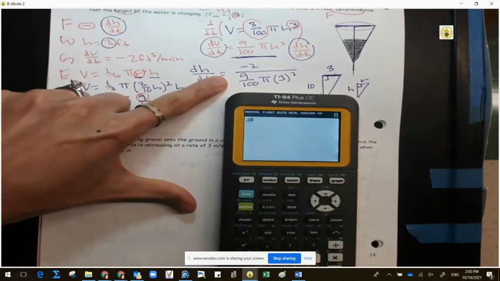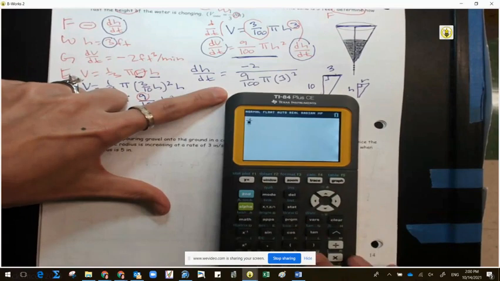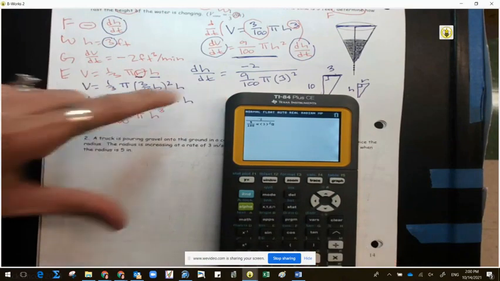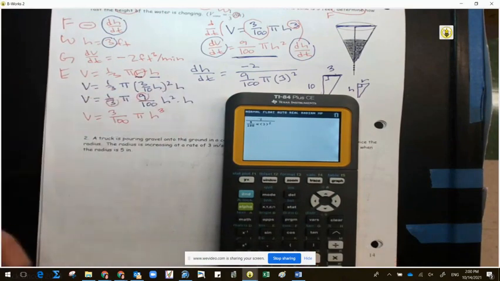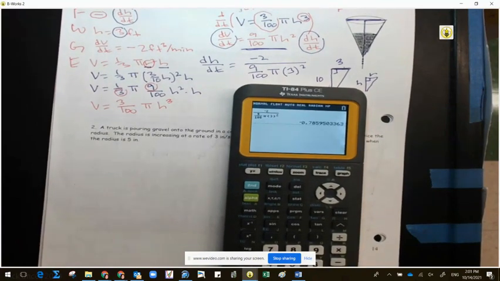So we have -2 on the bottom. Oh, look what I did. Oh, goodness. What do I do? 9 over 100. And yes, use the pi button, because if you have it rounded, my answer might be a little bit different than yours. So let's see what this would be in decimal.